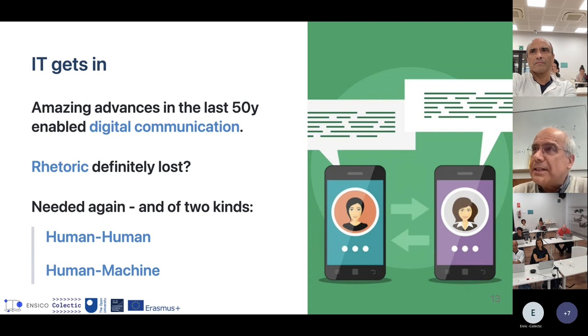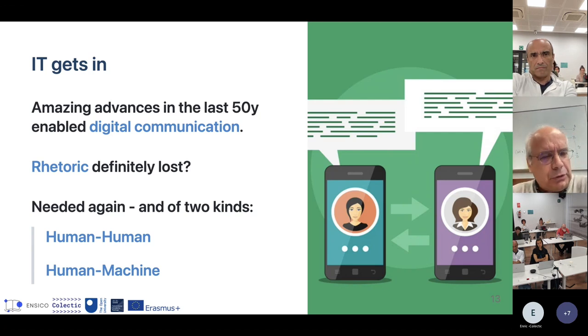But things have changed. And there have been amazing advances in the digital world. And there is now a new body here, which is machines. They are not humans, but they are able to do things. And we need to interact with them. So it's quite interesting. This is a bit of a game of words, but it's quite interesting that we need rhetoric at this point more than in the past. Why? Because we need it in two kinds. Human-human, of course, but also human-machine.